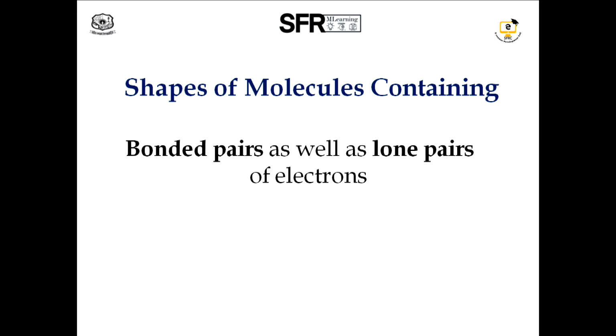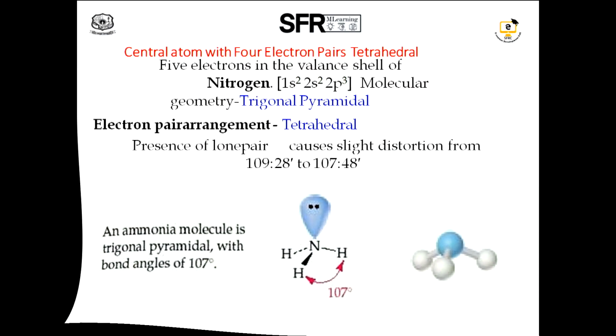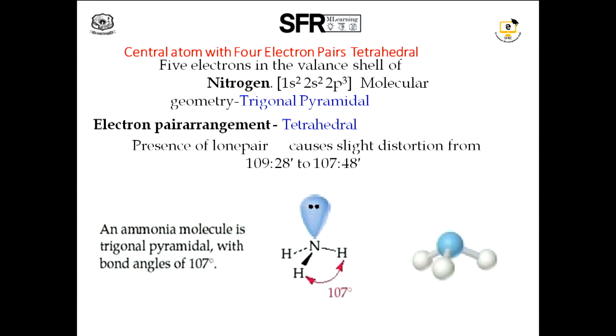So next we consider examples where geometries depend upon the bond pairs as well as lone pair electrons. Previously we saw the geometry of polyatomic molecules with bond pairs only. Now we look at the shapes of molecules containing bond pairs as well as lone pairs of electrons. Next, the central atom with 4 electron pairs: 3 bond pairs, 1 lone pair.